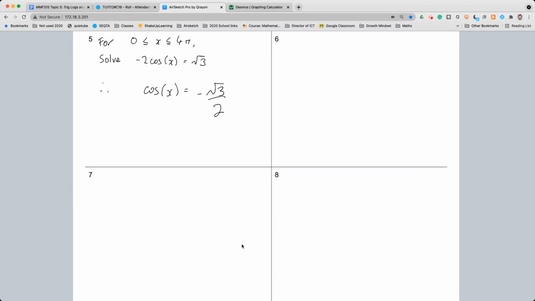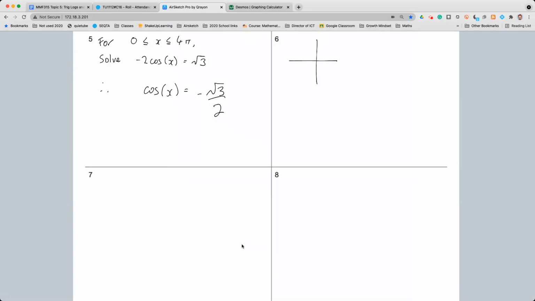Okay, did you get that? Negative root 3 on 2. Notice I've just put the negative outside. It's not root 3 on negative 2. Basically, all you're saying is that the number is root 3 on 2, and I've divided a positive by a negative, so the result is negative. Okay, good so far?